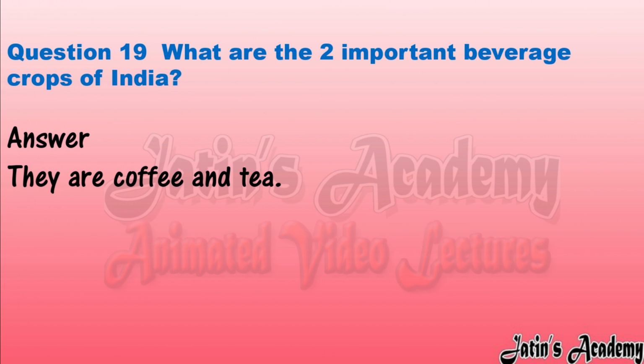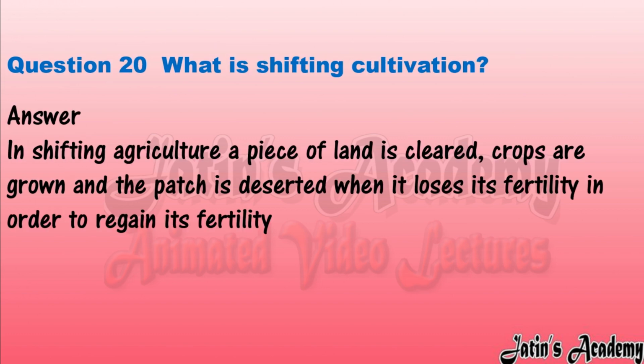Question 19. What are the two important beverage crops of India? Answer. They are coffee and tea. Question 20. What is shifting cultivation? Answer. In shifting agriculture, a piece of land is cleared, crops are grown and the patch is deserted when it loses its fertility in order to regain its fertility.